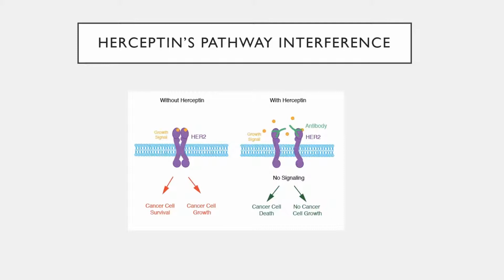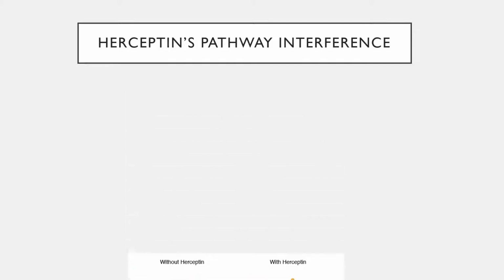Here's just a simple diagram of what Herceptin does. Of course, as I mentioned, it's an antibody, and it blocks the receptor's ability to receive that growth signal. And with no signaling, of course, the cancer cell will either die or it will stop growing. And that diagram is shown in the right side.